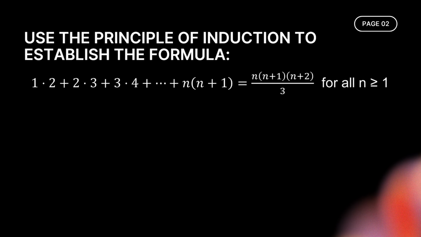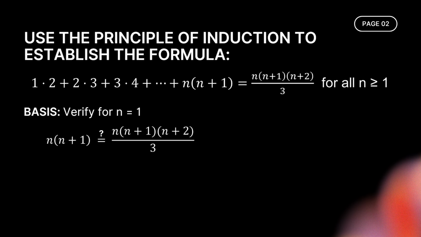Our first step is the basis. We will verify for n equal to 1. We have n times the quantity of n plus 1 is equal to n times the quantity of n plus 1 times the quantity of n plus 2 all over 3. All we need to do is to substitute 1 for n, and we have 1 times the quantity of 1 plus 1 is equal to 1 times the quantity of 1 plus 1 times the quantity of 1 plus 2 all over 3.